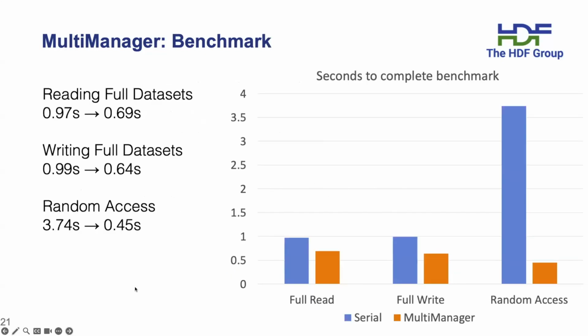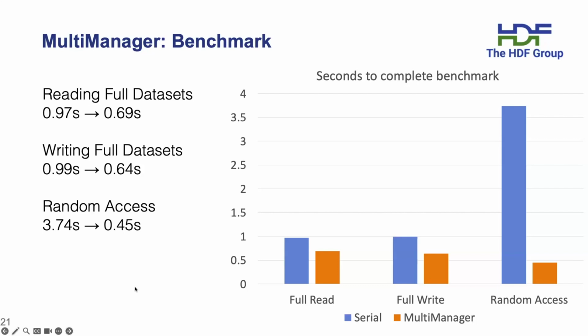So how much does this matter? And the answer is, it's still pretty substantial. These first 2, full read and full write, we're saying we have 64 datasets of some non-trivial size, and we just throw them into the multi-manager and replace what we were doing before. How much does that get us? The answer is about 50%. So pretty good, but not the order of magnitude improvement.